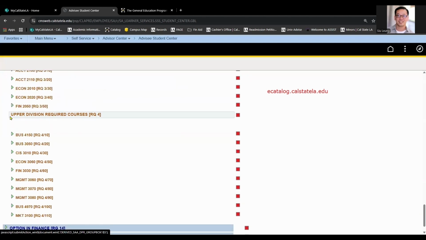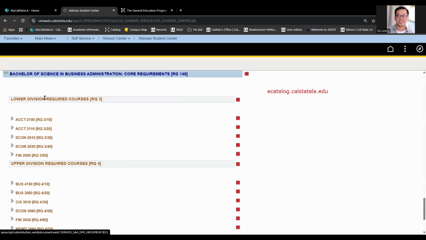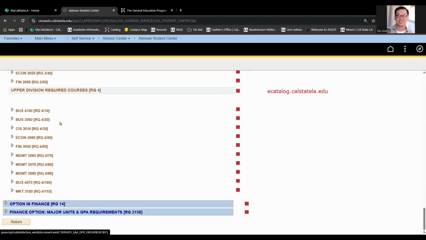All right, so now we have the upper division major courses. So these are the core classes, right? So all of business administration, you guys share the same core classes. So these 5 lower division core classes are the same, and these 10 upper division core classes are the same.